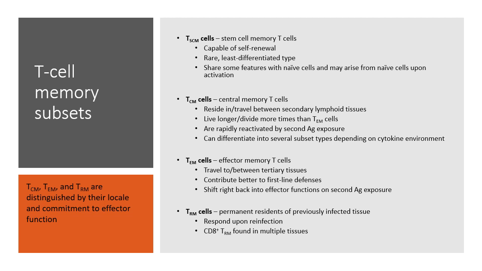Effector memory T cells. These are the cells that travel back and forth between like your skin, your gut, your nasal epithelium, and those secondary lymphoid tissues. They contribute to our first line of defenses. So these are some of the ones that if we actually used nasal spray vaccines, we'd be relying on or generate some of these effector T memory cells. And they shift right back into effector functions once you get re-exposure to that same antigen.